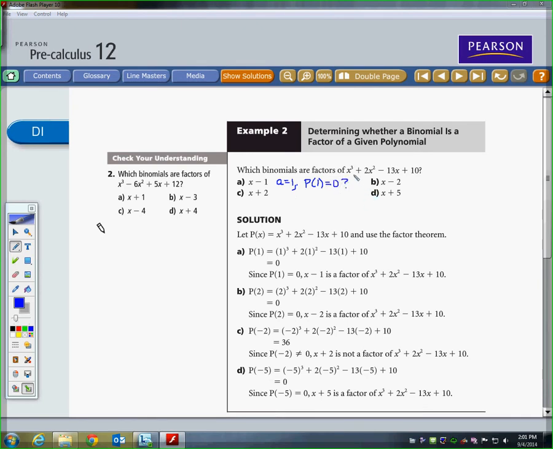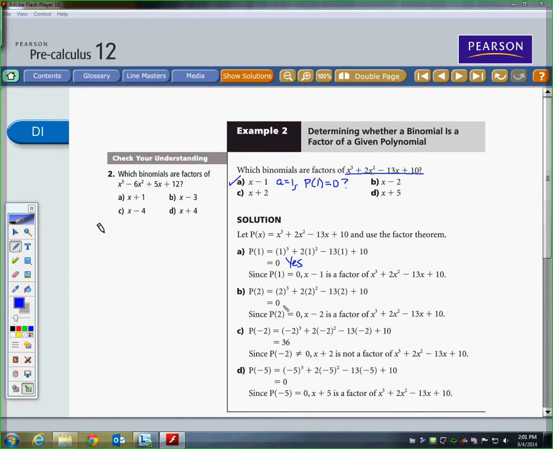Right, so in this case, first question, I'll go down to our solution over here. P of 1 is equal to, so they've just rewritten this polynomial down here. Instead of x cubed, now they have 1 cubed, just like we were doing before, and they found it was 0. So the first one is yes. So I'll just put a little check mark. Yay! X minus 1 is a factor.